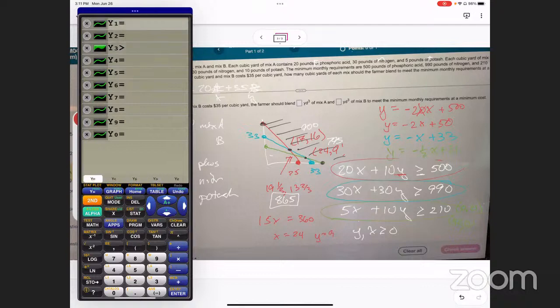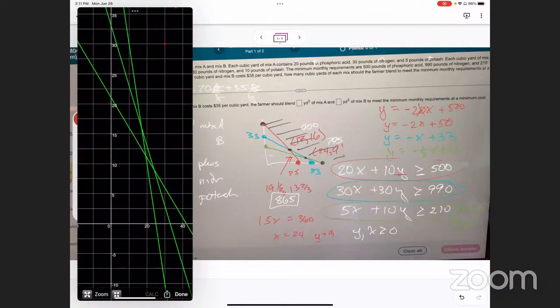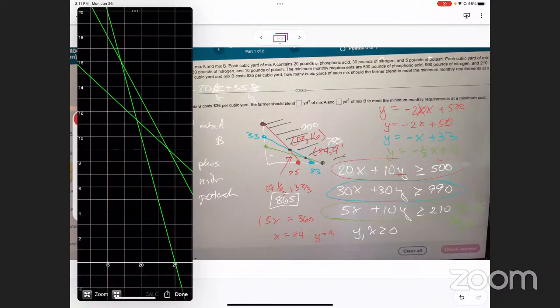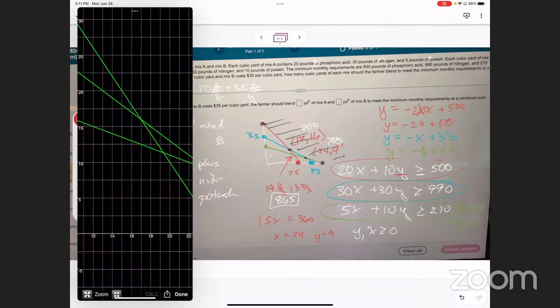Okay. X that out. All right. So the first one is negative 2x plus 50. The next one is negative x plus 33. And the last one is negative 1/2, so negative 0.5x plus 21. Make sure I plug those in right. And when you go to graph, you can zoom. For you it's a little harder because you got to zoom them.